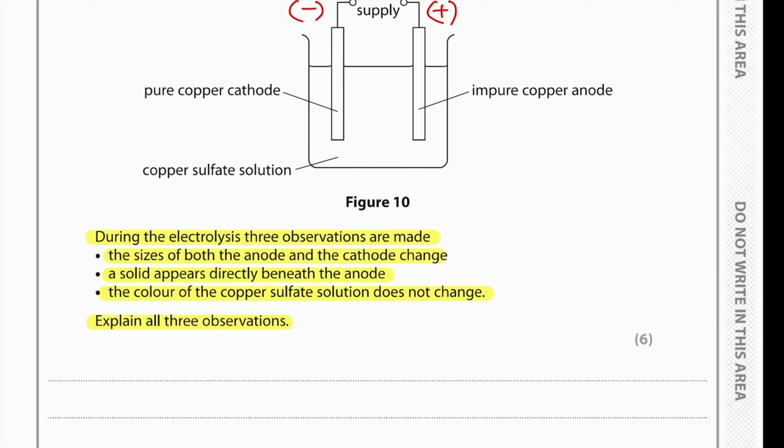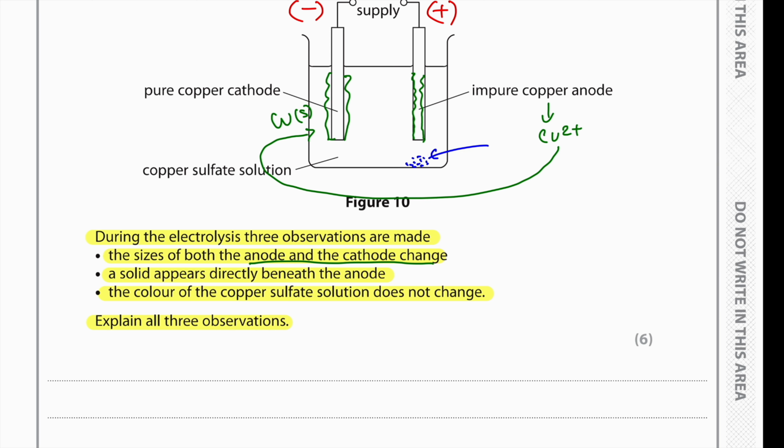Explain all three observations. So in general, both anode and cathode change because impure copper turns into copper 2+ ions, goes into the solution and gets deposited as copper metal on the cathode. So the size should increase here, whereas the size in here should decrease over time. Since there are impurities in the anode, the impurities will fall at the bottom as sludge.